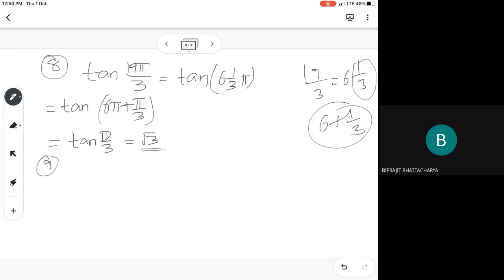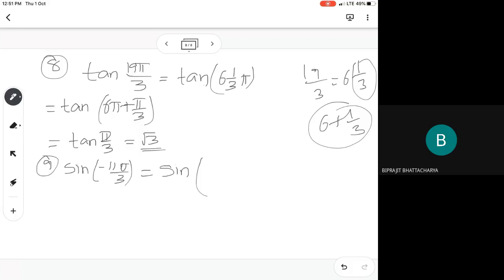Yes sir. Ninth problem is given to you, sine of minus 11 pi by 3. Minus 11 pi by 3 is given, so you try to think where you can get the value. 4 pi plus... 4 times 3 is 12, so 12 pi minus pi by 3. So, you write this one as a sine.